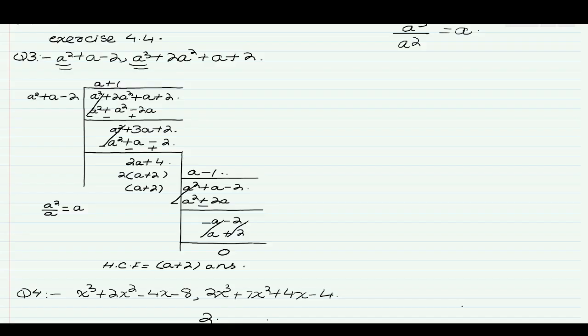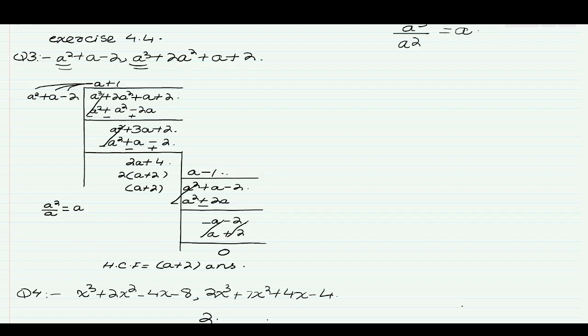And now what will we do? After we have divided the first term of the second and the first polynomial, we get a. So we're going to put that into the quotient position. Now, after putting that into the quotient position, what are we going to do? We are going to multiply this single a with the first term, then with the second term, and with the third term. So that results in a cube plus a square minus 2a.